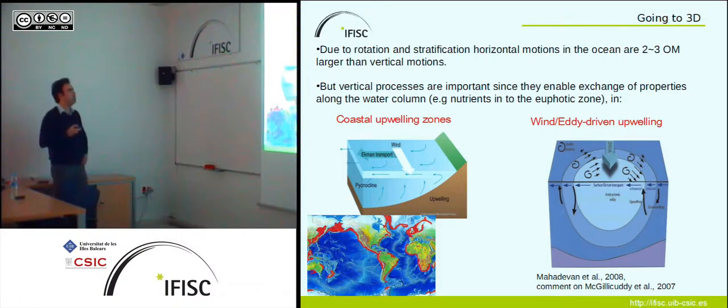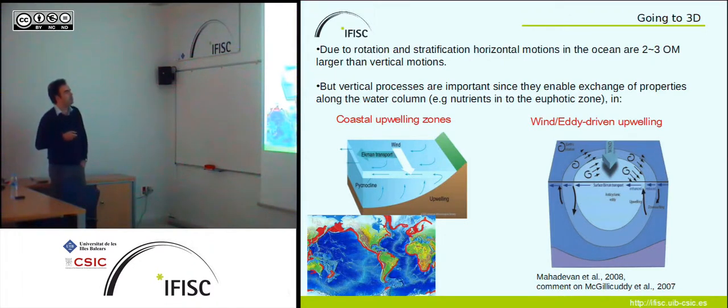But it turns out that these vertical processes are important because they enable the exchange of properties of water along the water column. And as an example, they allow nutrients that usually reside deep in the ocean to be carried upwards into the euphotic zone. That's the zone where the sunlight penetrates. And then the upward transport of nutrients can make these plankton booms appear, because plankton needs not only light but also nutrients.